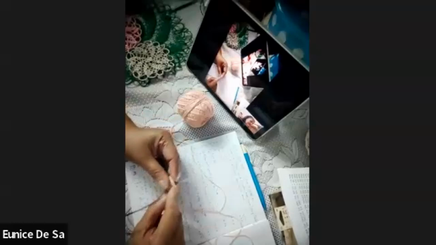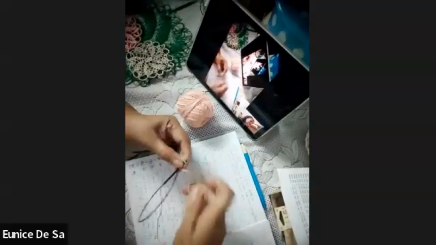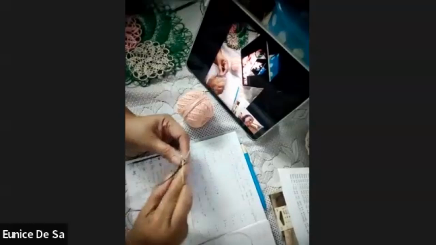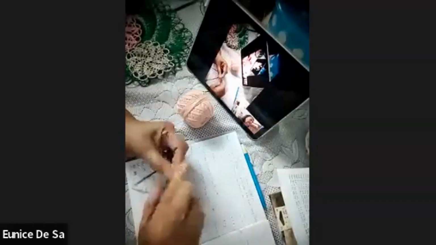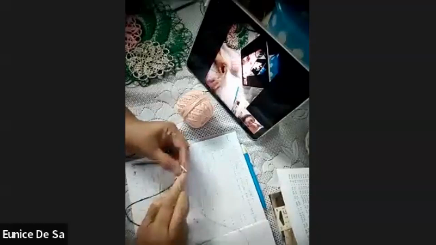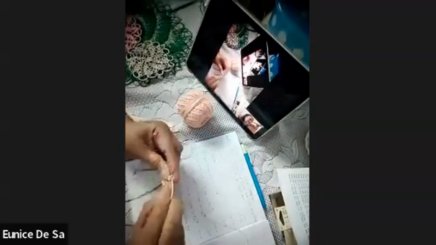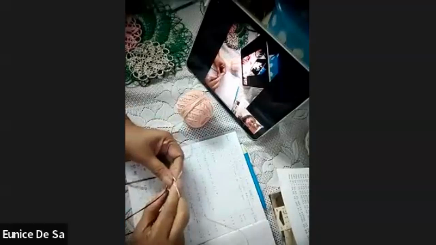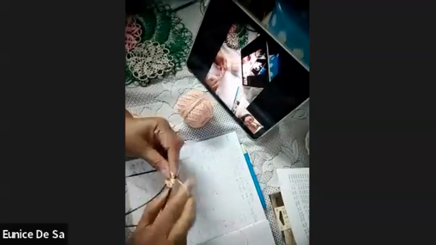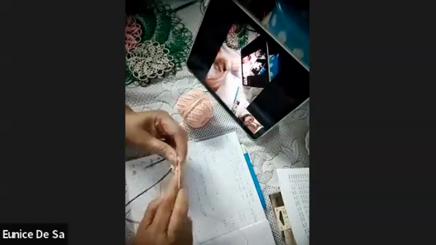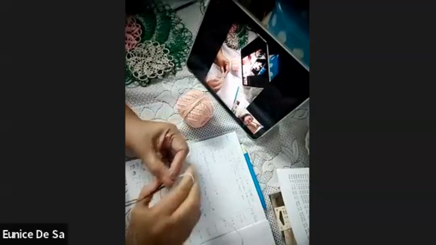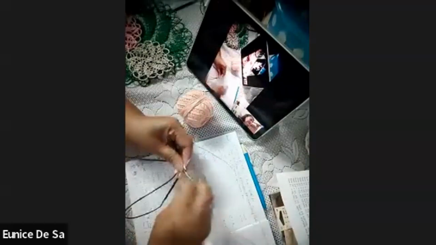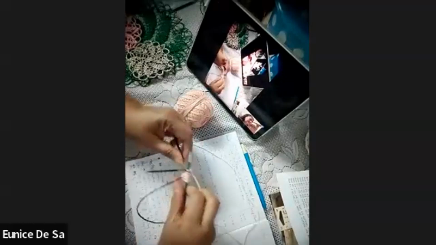Yarn over, knit 3. One, 2, 3. And I'm going to tighten. Then yarn over, knit 1. Then yarn over, knit 3. You have to repeat, right? 1, 2, knit 3. 3 doesn't mean taking 3 together, but separately, knit 3. Okay, fine.